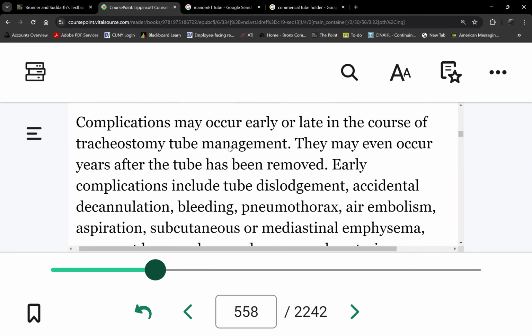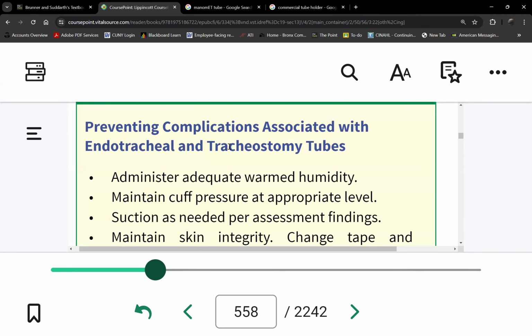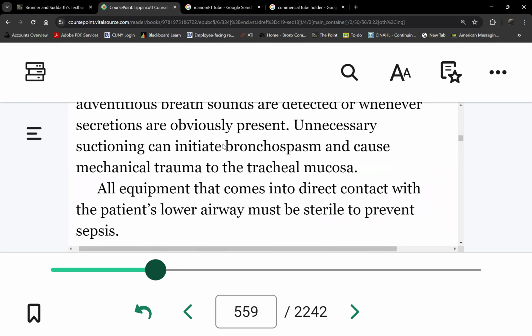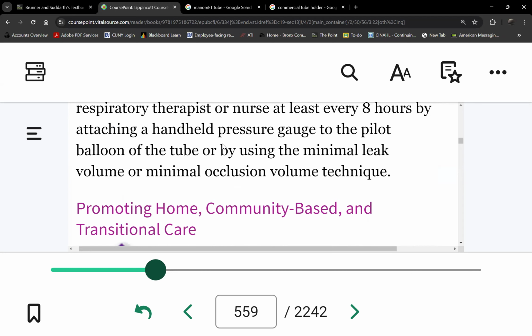That's about it. Okay, let's go to the mechanical ventilation now. I won't discuss suctioning. You already know the procedure.